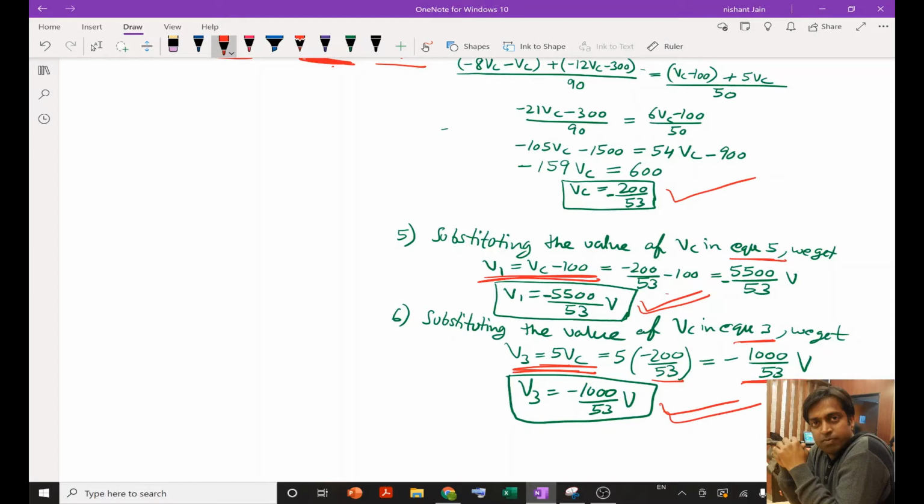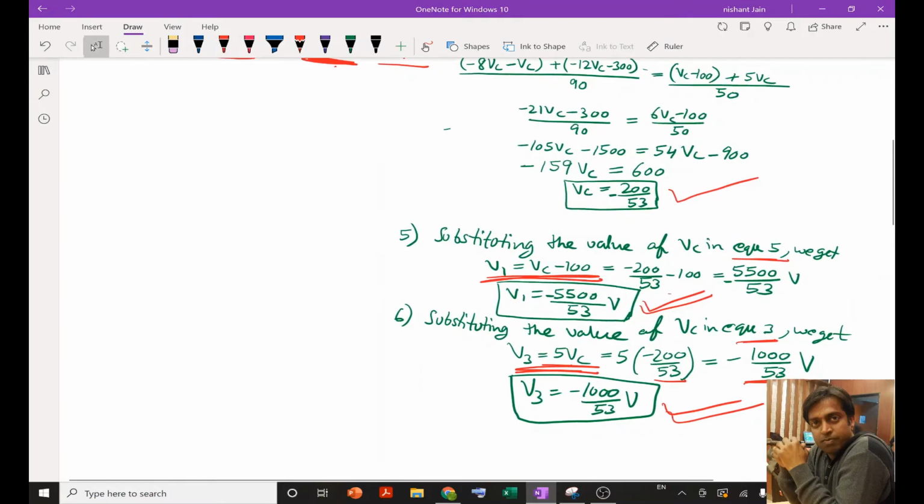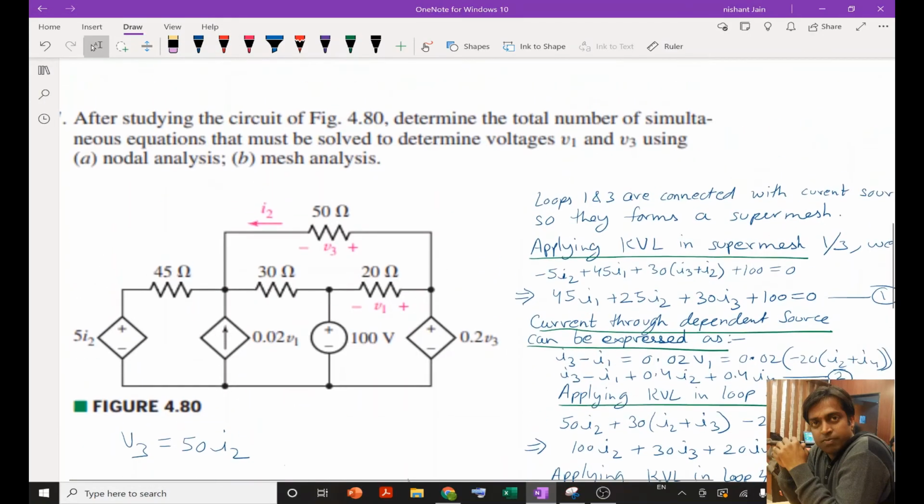Now let me solve this problem using mesh analysis. So this is the circuit.